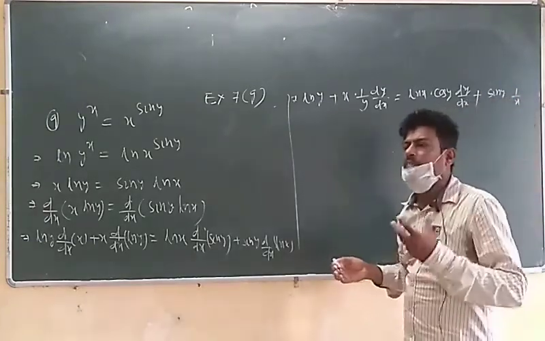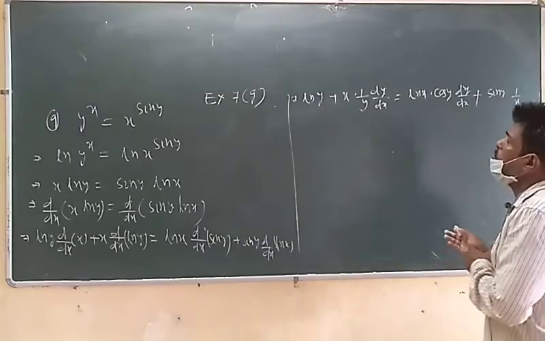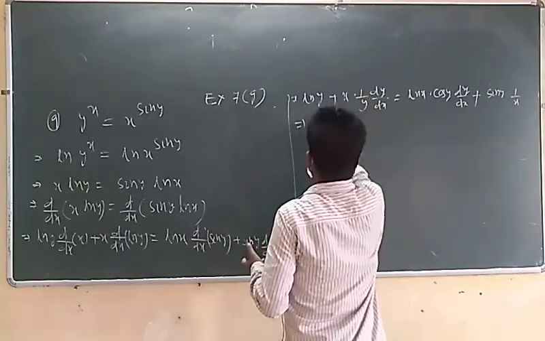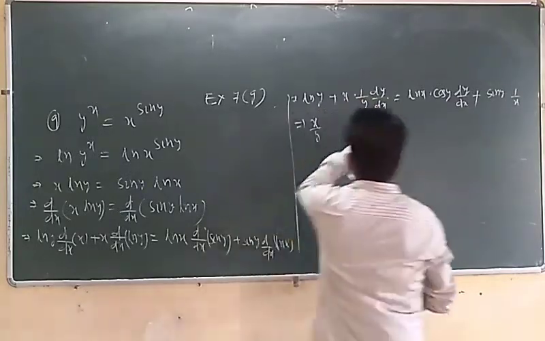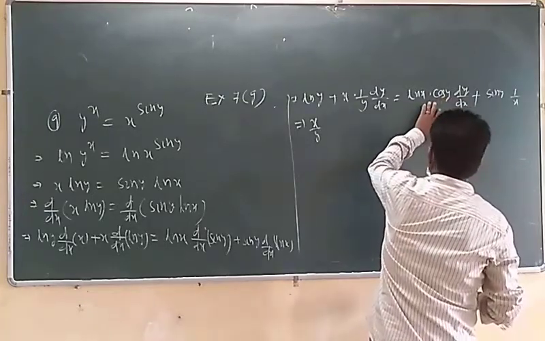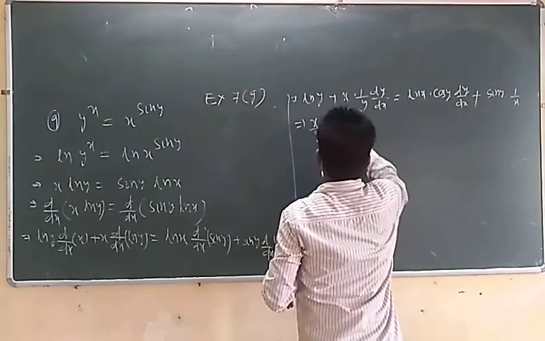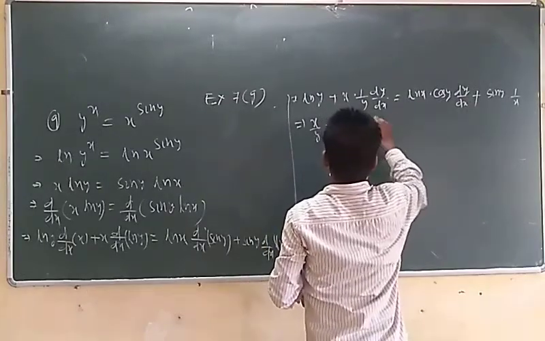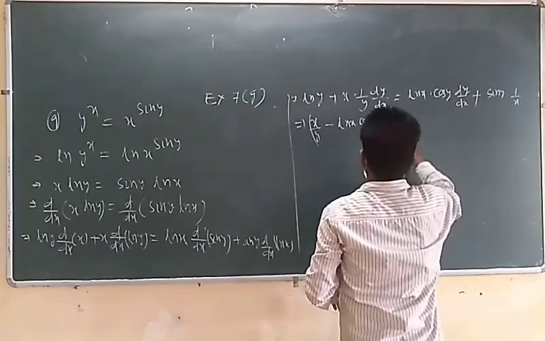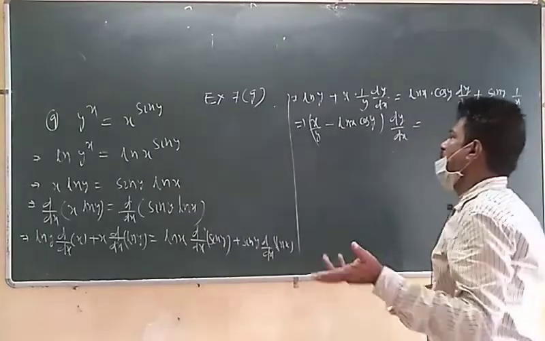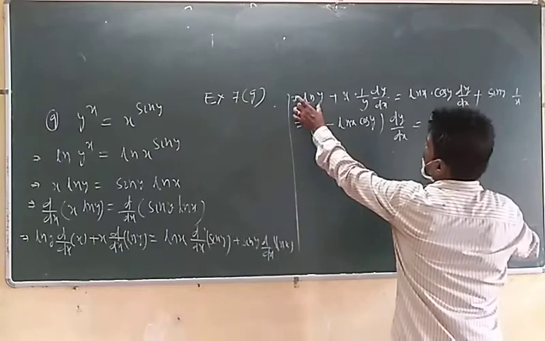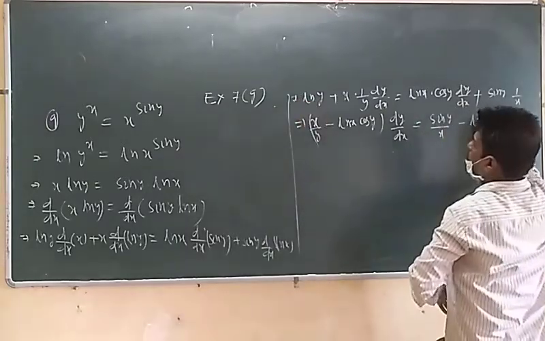I have already told you many times: the part which is multiplied with dy by dx, keep on the left and take the remaining to the right. So that is x by y on the left, multiplied with dy by dx, and in this term also dy by dx is multiplied. So that term is taken to the left: ln x into cos y into dy by dx. The remaining part goes to the right: sin y by x is already on the right, and ln y with its sign changed to minus.